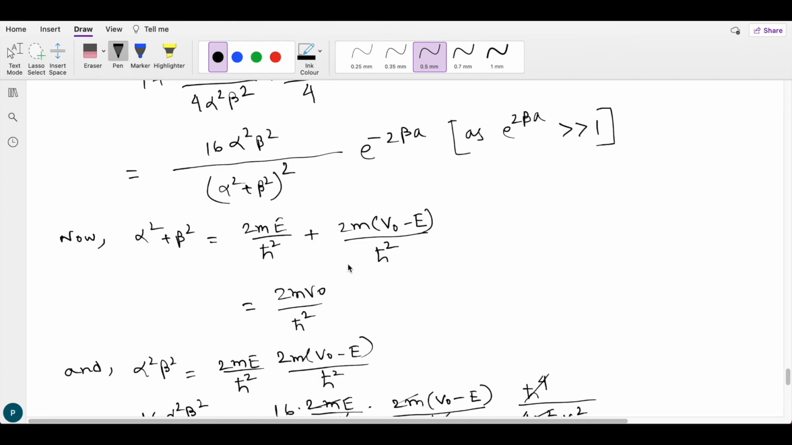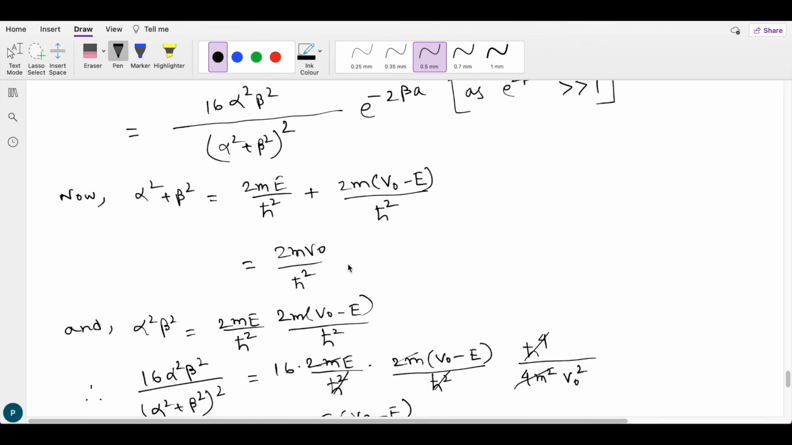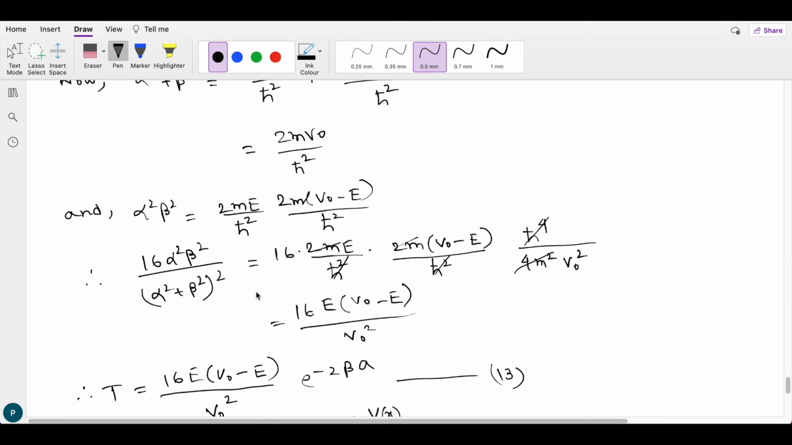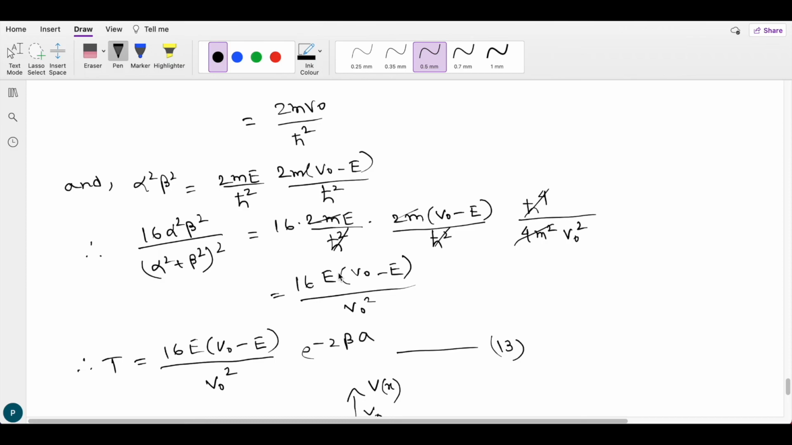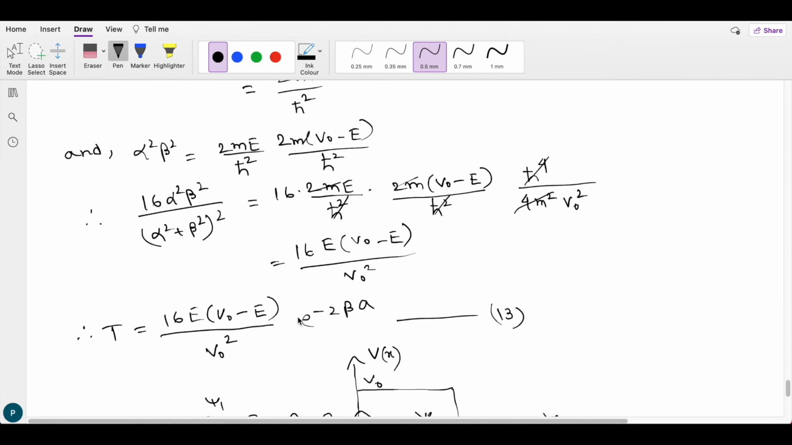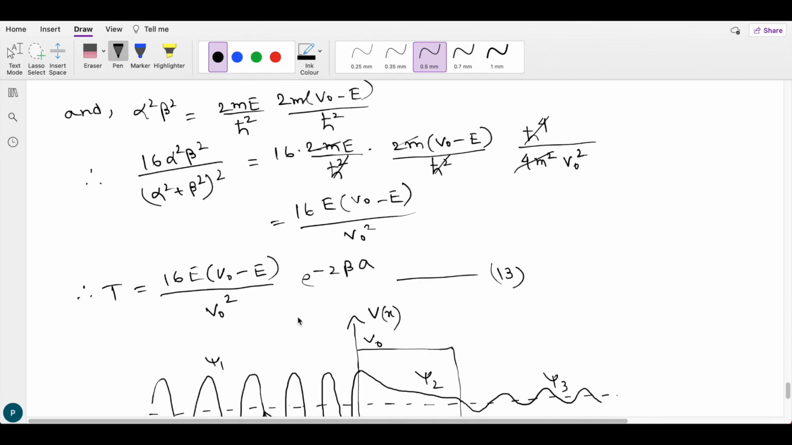Now we know the values of alpha square and beta square, so let's calculate alpha square plus beta square, which is 2m V naught by h cut square, and alpha square beta square equals 2m by h cut square into (2m (V naught minus E)) by h cut square. So 16 alpha square beta square by (alpha square plus beta square) whole square equals 16 E (V naught minus E) by V naught square. So the transmission coefficient becomes 16 E (V naught minus E) by V naught square into e to the power minus 2 beta a.